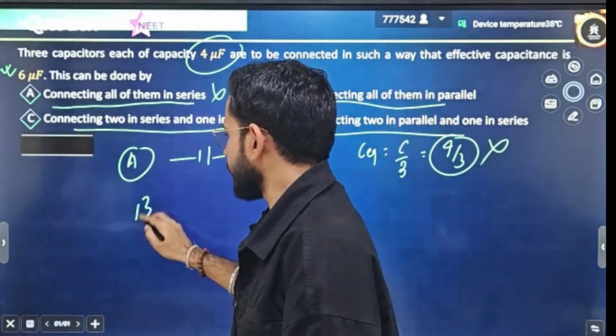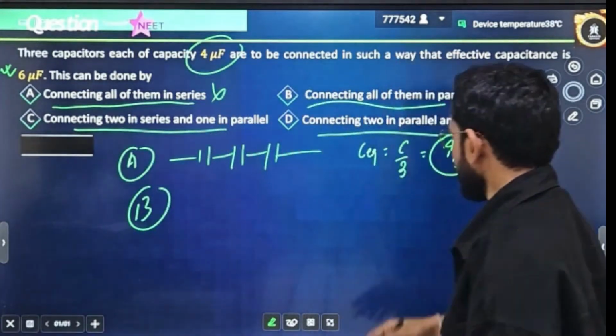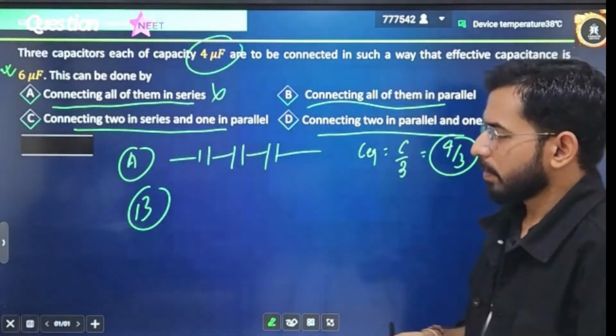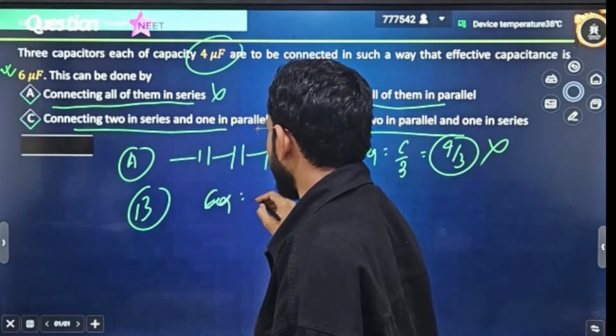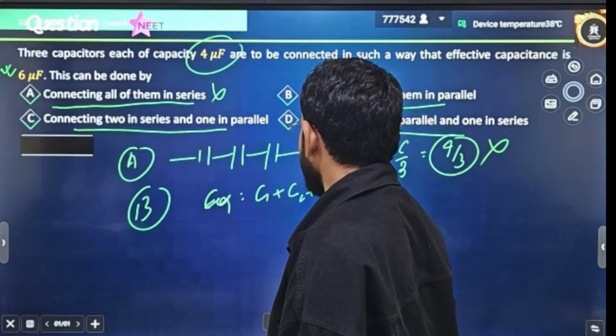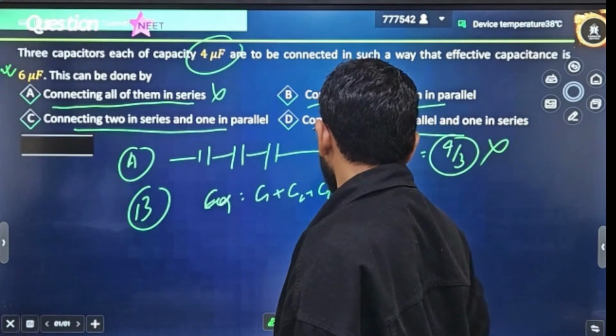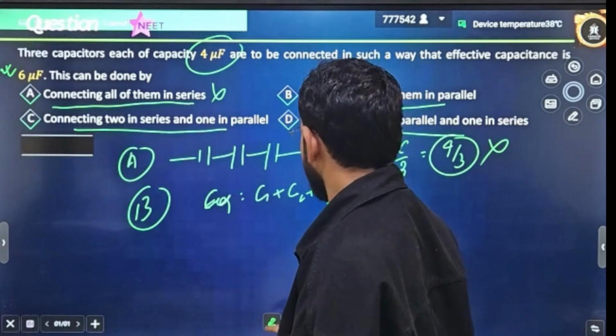Come to option B. What does option B say? All of them are connected in parallel. Connected in parallel, what is the formula of C equivalent? C equivalent can be written as C1 plus C2 plus C3. That means can I say C equivalent is going to come as 12 microfarad.